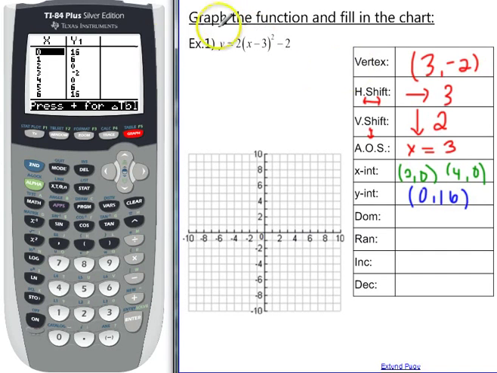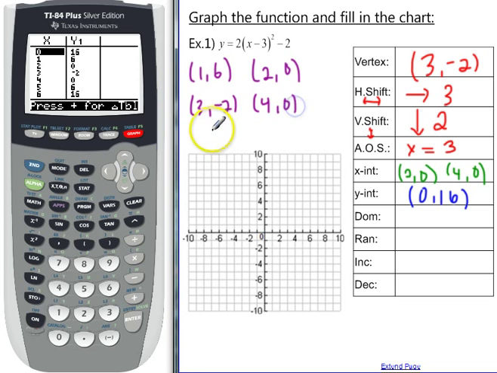So I'm going to go ahead and jot these down. The ones that we want to plot are (1, 6), (2, 0), (3, -2), (4, 0), and then (5, 6). So then I can go ahead and plot those. We have (1, 6), (2, 0), (3, -2), (4, 0), and then (5, 6). And then we want to sketch our graph. So here is a sketch of our parabola with 5 good points.